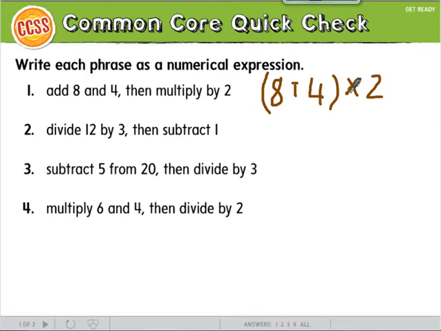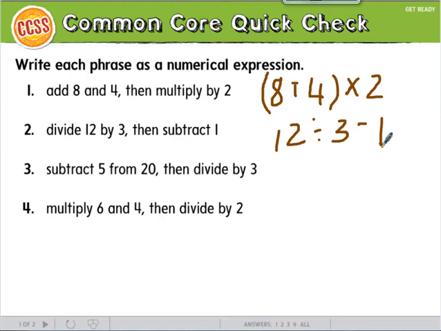Now, next one says divide 12 by 3, then subtract 1. So 12 divided by 3, subtract 1. Okay? Do I need parentheses? No, because division comes first in order of operation, and that's the way they told us to do it, right? Okay, the next one, it says subtract 5 from 20, then divide by 3.